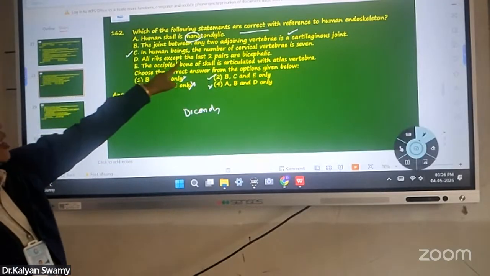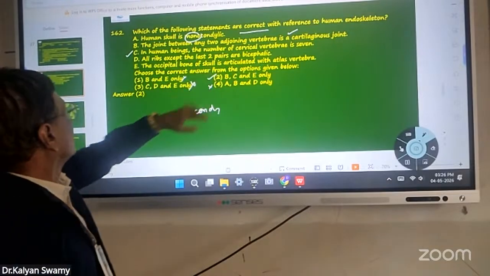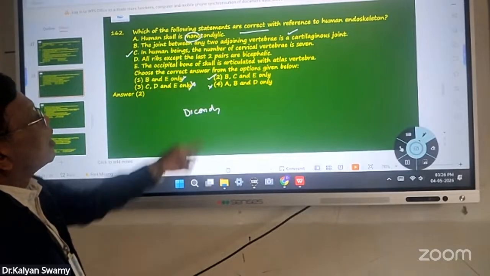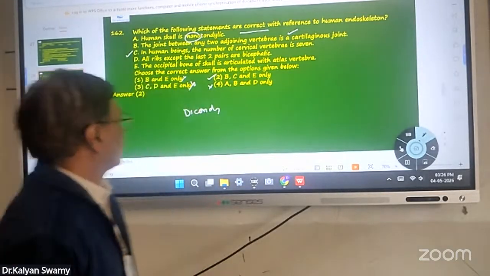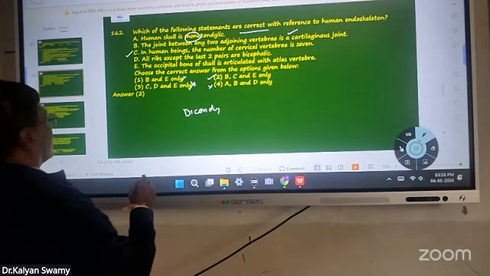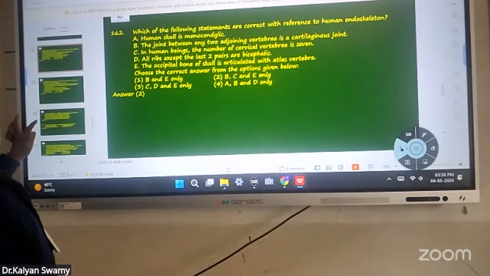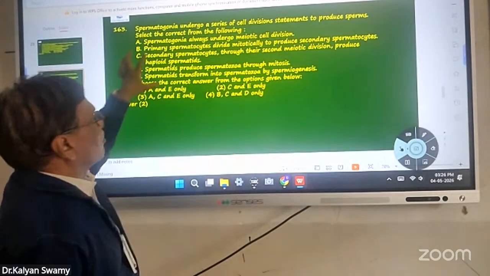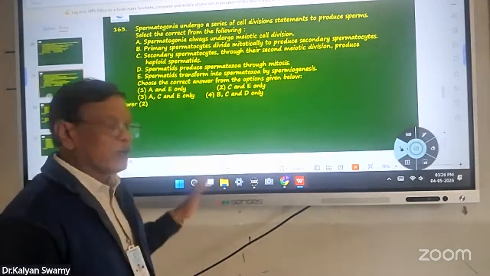Next, all 12 pairs of ribs are double-headed, bicephalic, no exception. That is wrong. The occipital bone of the skull is articulated with the atlas vertebra through the occipital condyles. Then two is the option. You can go. It is a lengthy paper, but not a difficult paper. If you read the question carefully, here only we are getting the truth.